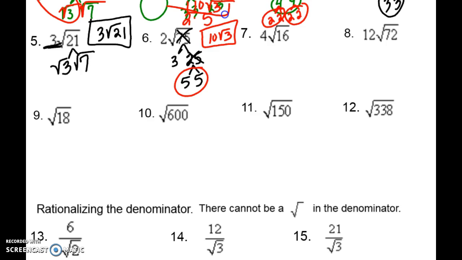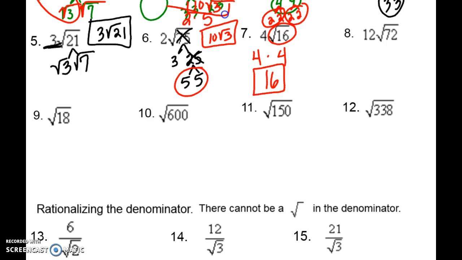Okay. Next one. Oh, wait a minute. This one's quick. Are you ready? Yeah. Somebody tell me what is the square root of 16? 4. And then I have a 4 outside already. So 4 times 4 is 16.